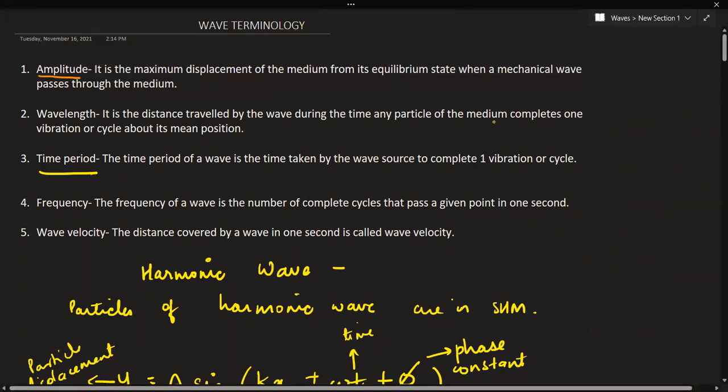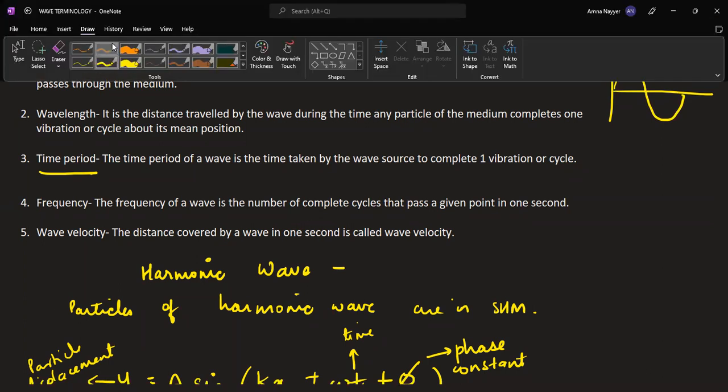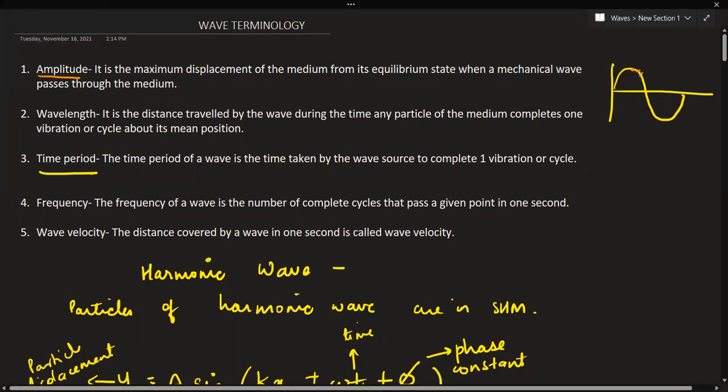So see, whenever the particles of the medium vibrate about their mean positions at right angle, if this is a wave, this wave is formed by the particles. All the particles that are aligned together ultimately form the wave. Whenever these particles are moving about their mean position at right angles, meaning in a direction perpendicular to the direction of propagation, then those waves are known as transverse waves.